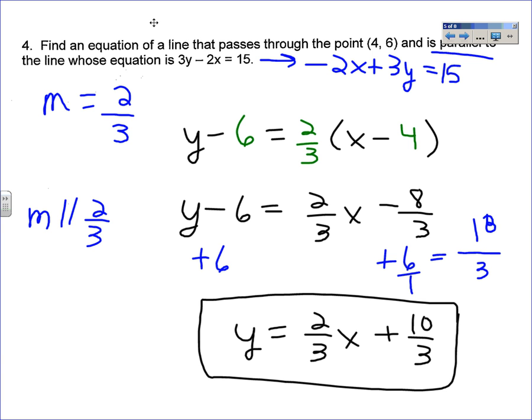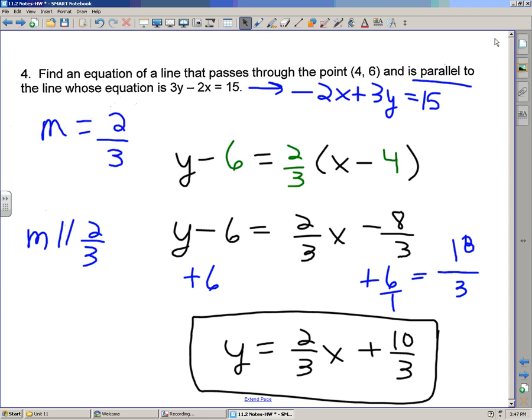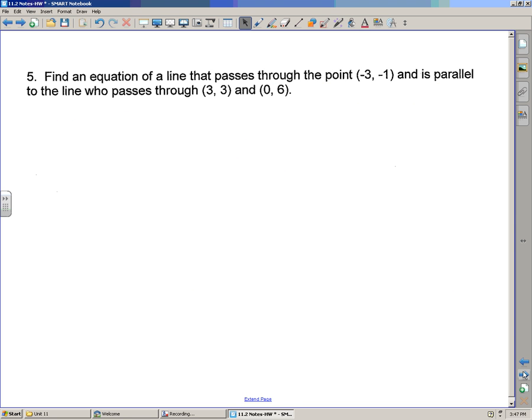Okay, last but not least, here we go. Find an equation of the line that passes through the point (negative 3, negative 1) and is parallel to the line that passes through these two points. Well, we need to find that slope first.